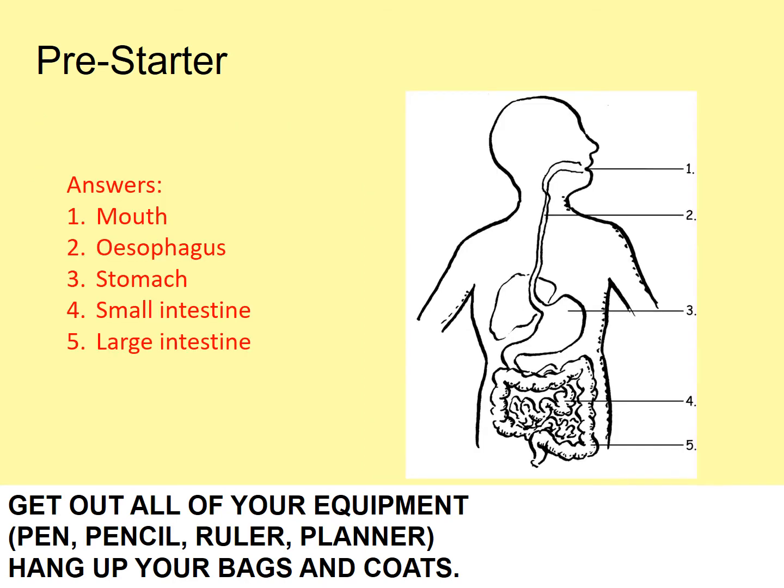Okay, so number 1 was the mouth. Number 2 was the esophagus, which is the pipe that takes food down into the stomach. Number 4 was the small intestine, which is actually really, really long. It's about 9 foot, in fact. But it's called the small intestine because of the diameter of the tube. And number 5 was the large intestine, which again is shorter than the small intestine, but has a larger diameter.